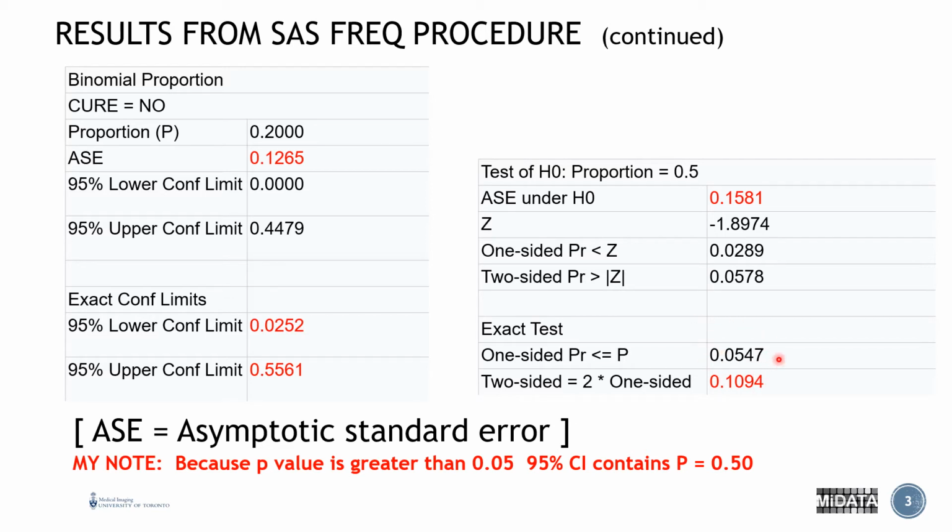And if you add them together, you have a two-tailed or two-sided probability of 0.1094. So what does that mean? Well, it means that it's not statistically significant because, as we've seen over here, the confidence limits actually contain the null hypothesized proportion of 0.5. So this confirms that we fail to reject the null hypothesis, and the p-value is greater than 0.05.